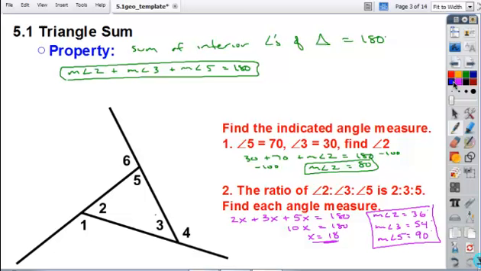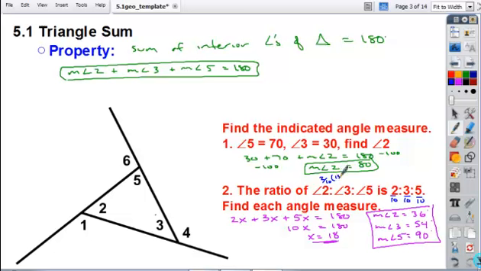And now, did anybody think in terms of part to whole? Okay, good. The more you can think in terms of that, I think it's a more efficient way to approach. But if you're able to think of these, if you have 2 parts, 3 parts, and 5 parts, the total number of parts is the sum of all those, so 10. And so what this is saying is that angle 2 represents 2/10 of the whole thing.